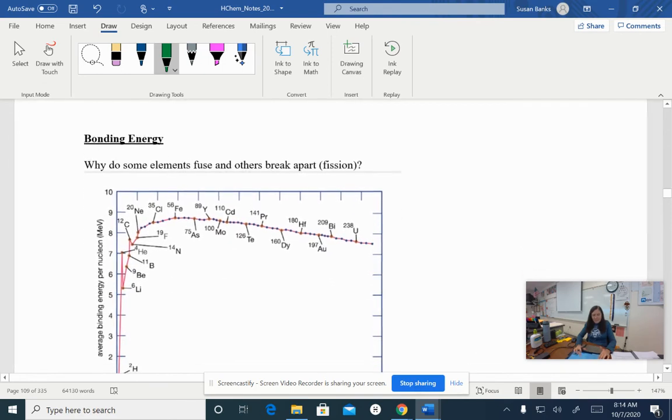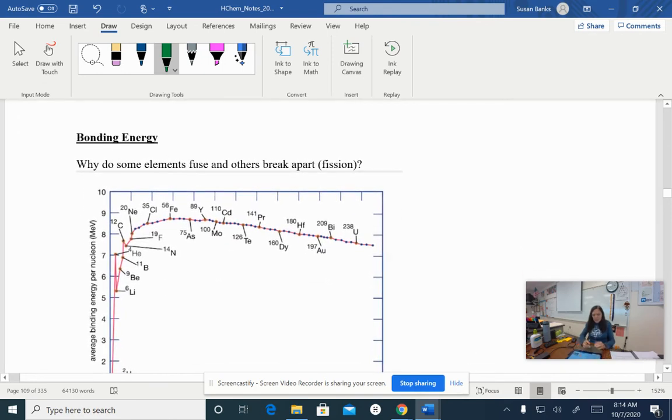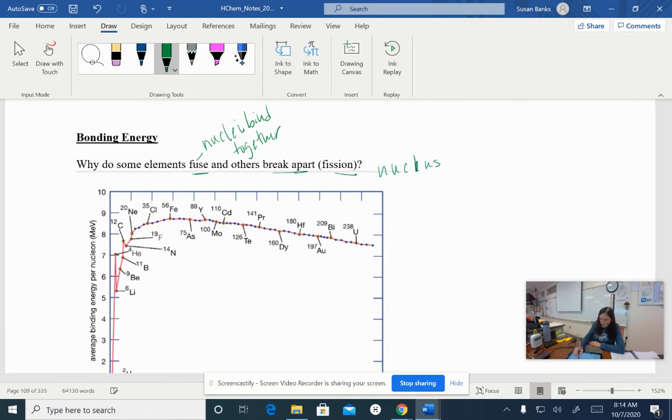Okay, binding energy. Now, we've talked about fission, we've talked about fusion just on the surface. So fusion, just as a reminder, is when we bind elements together. So we fuse elements, we fuse nuclei together. So nuclei bind together. And others are breaking apart, which is fission. So we have a nucleus that splits apart.